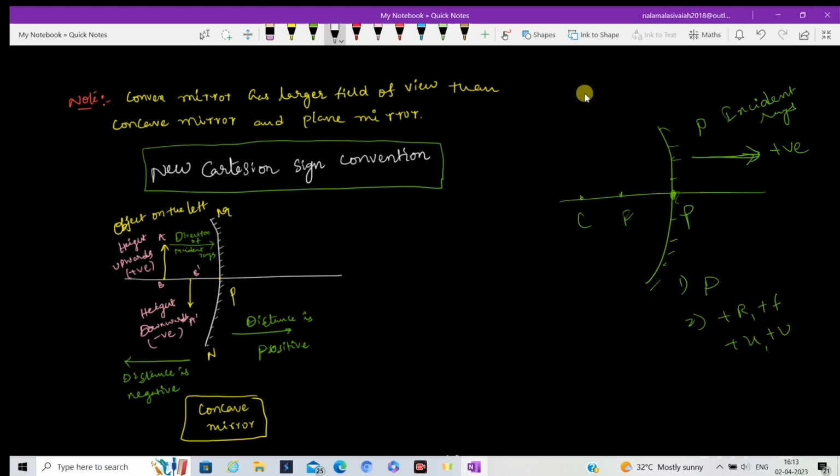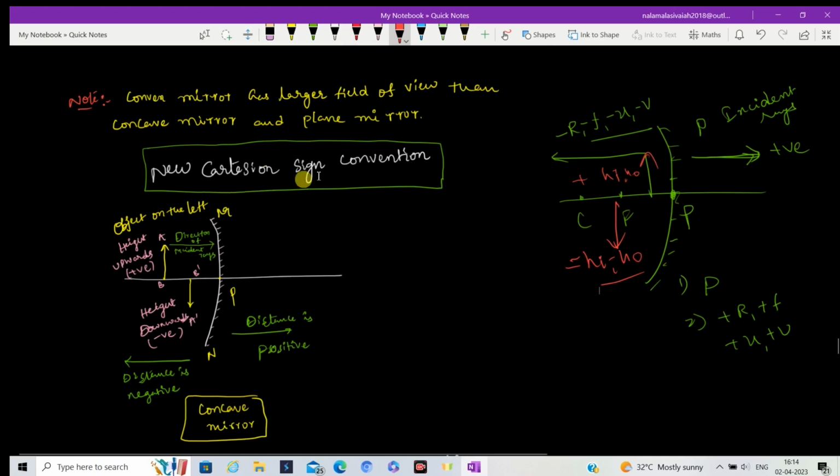All are positive. Object distance and image distance are all positive. In the direction opposite to the incident rays, radius of curvature is negative, focal length negative, object distance negative, image distance negative, all are negative. If you are considering above the principal axis, the height of the image and height of the object both are positive. Below the principal axis, the height of the image and height of the object both are negative. So this is about the new Cartesian sign conventions, simply sign conventions we can say.